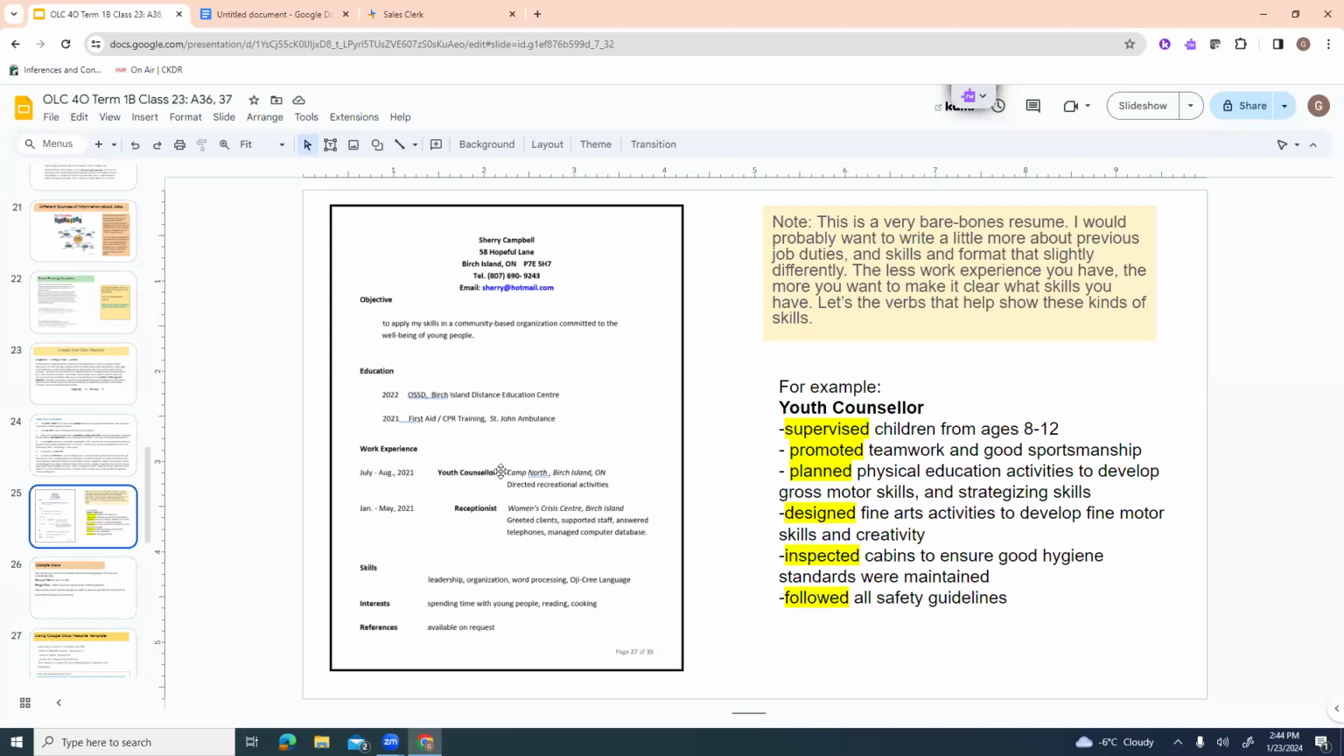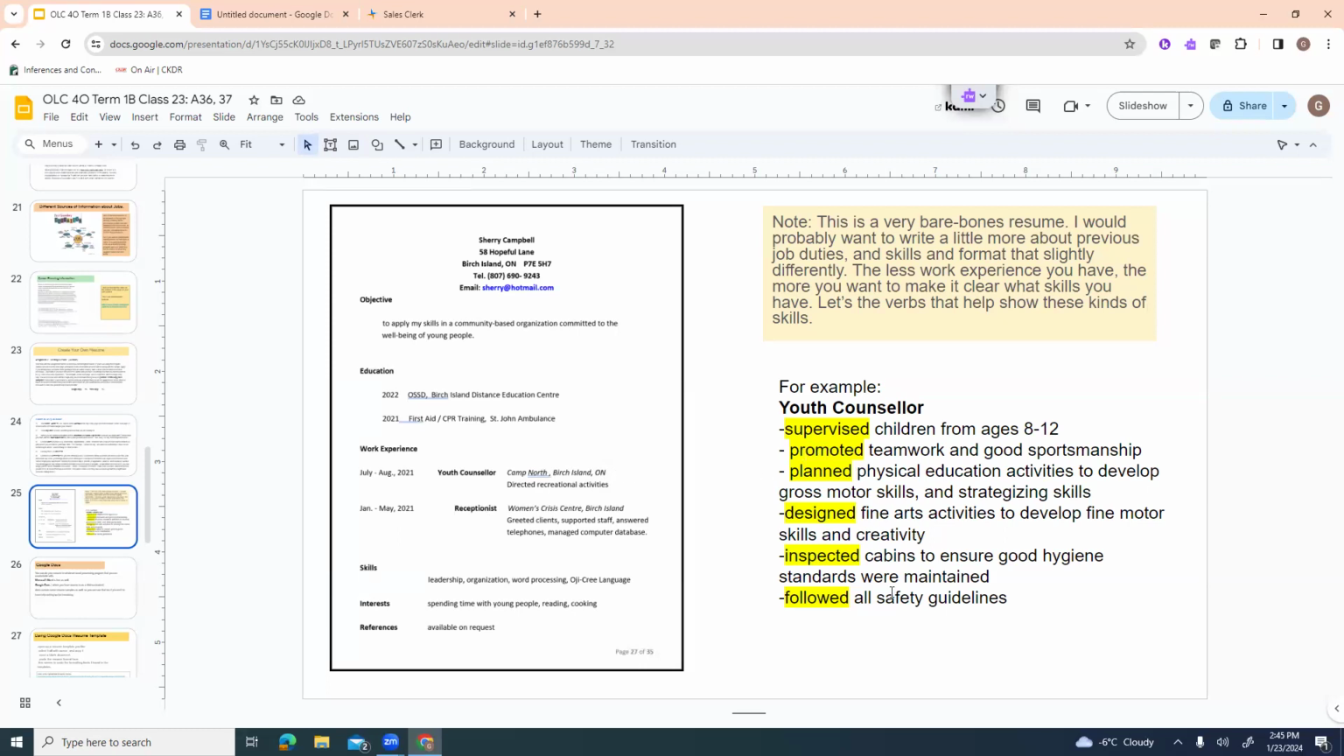So here where it says youth counselor, it just says directed recreational activities. I gotta say, I don't think that's enough information. You would probably want 3 or 4 things, depending on how long you worked there. If you were a youth counselor at a school for 3 years, you might want to list more things because you've probably done a lot more. Here, the person's only done it for a summertime, so they might just want 3 or 4 things.